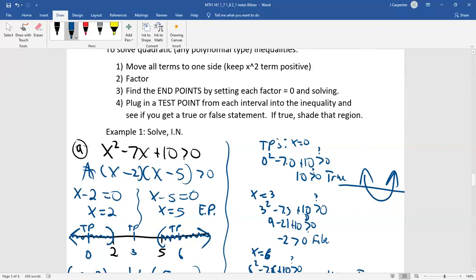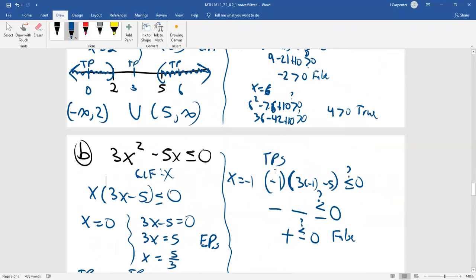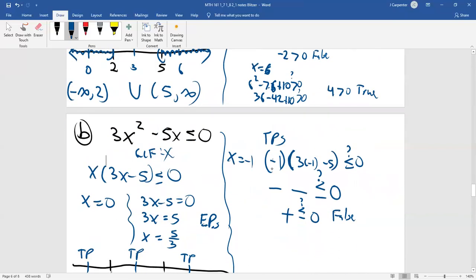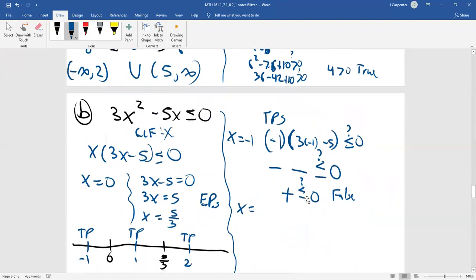When you plug in the 3, 3 minus 2 is 1, which is positive. 3 minus 5 is -2, which is negative. Positive times a negative is a negative, which is not bigger than 0, so we would not shade that middle region. It just saves you some arithmetic work. If you don't like it this way, don't do it this way. I've showed you both. Use either or. I do not care. So it's false, so we don't shade it.